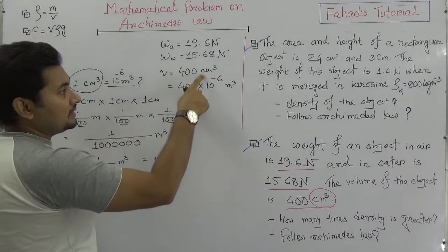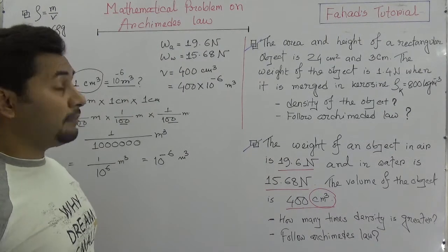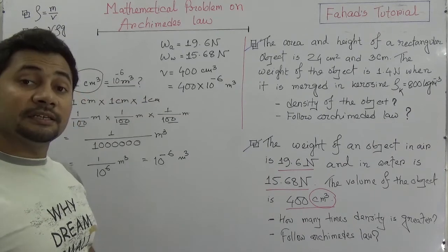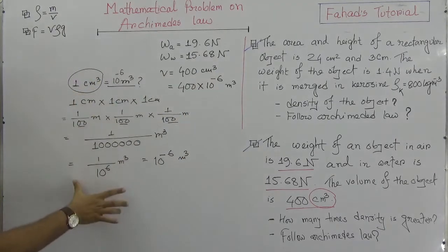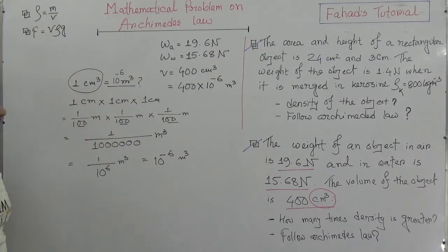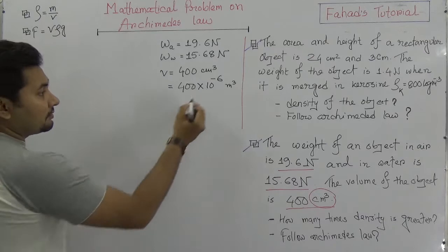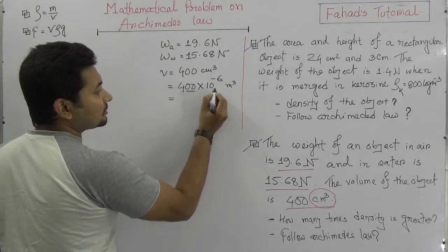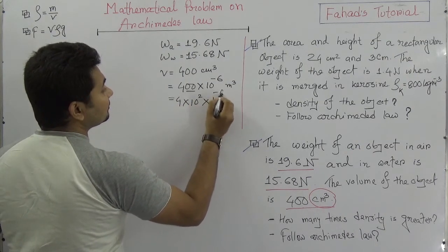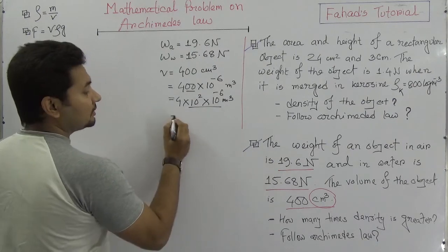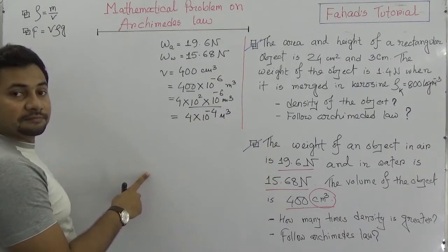So whenever you got any cm cube, we can definitely multiply by 10 to the power minus 6, so that it would be turned into meter cube. So we got it from centimeter cube to meter cube. I hope you understand this process, and this is very, very simple. Now, the volume in air is 400 cm cube, so we can say it as 4 times 10 to the power 2 times 10 to the power minus 6 meter cube, which is 4 into 10 to the power minus 4 meter cube.